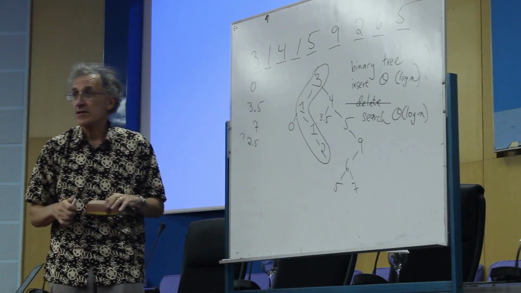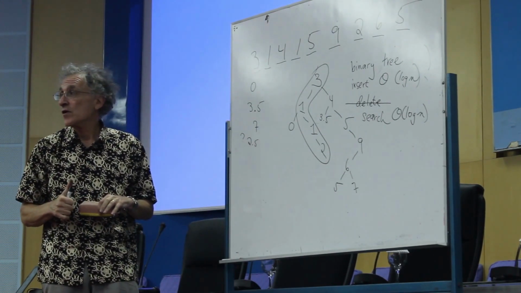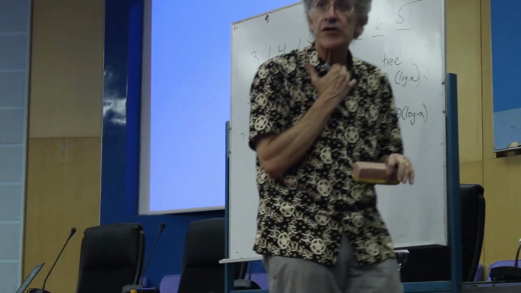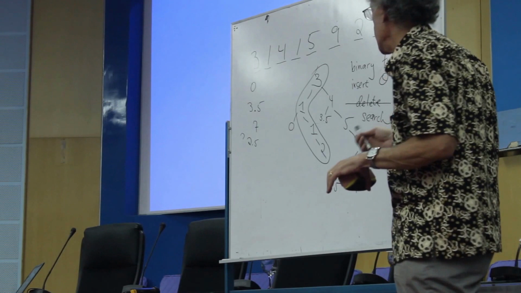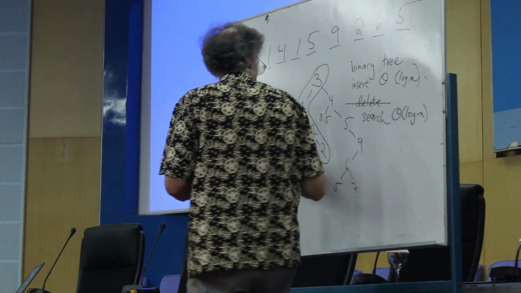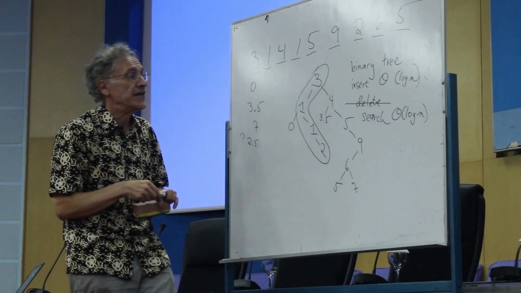This is better than the linked list, where searching you needed to look at every element, order n. This is order of log n. It is faster. It can also be used for sorting. You would call that tree sort.